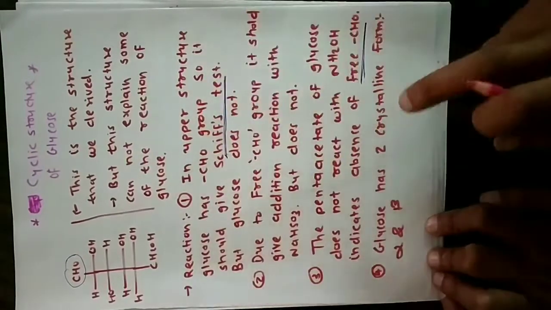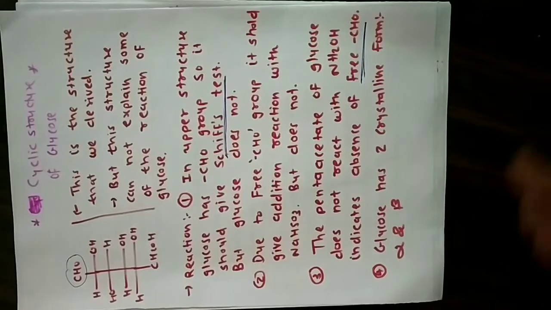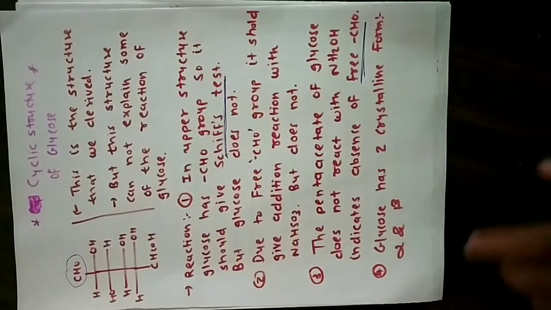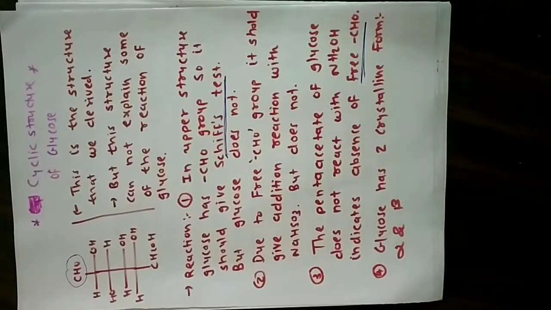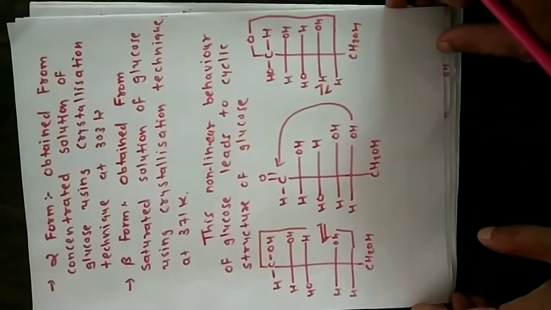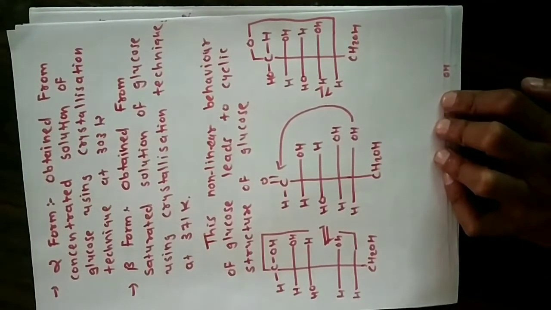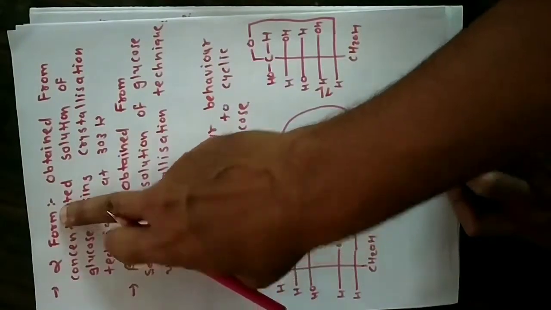Now the next point, the fourth reaction, that is a failure. Glucose has two crystalline forms, alpha glucose and beta glucose. Now alpha glucose is obtained from a concentrated solution of glucose using the crystallization method at 303 Kelvin temperature. This is how we can obtain the alpha form of glucose.